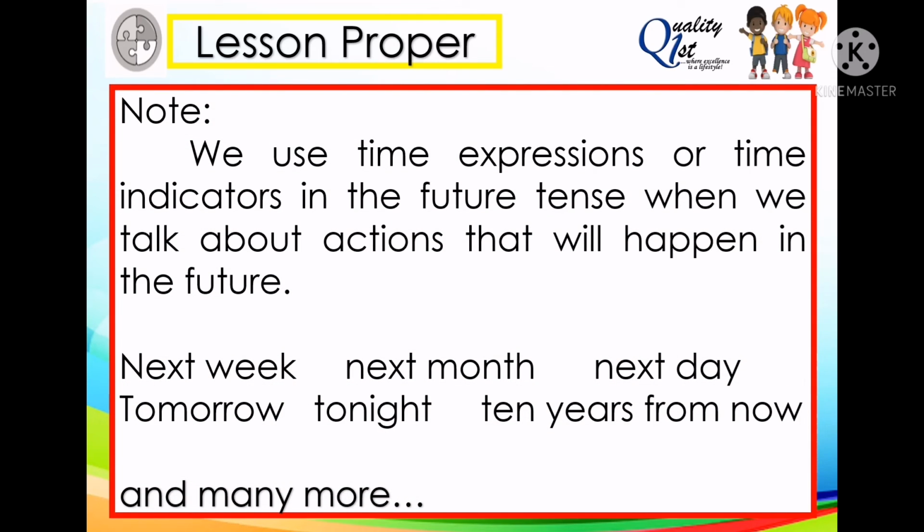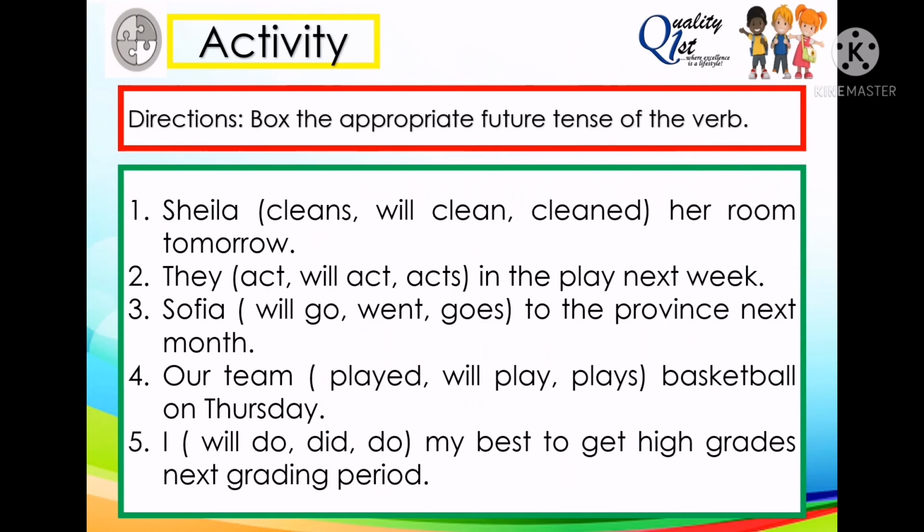Now, I want you to remember this when we talk about future tense. We use time expressions or time indicators in the future tense when we talk about actions that will happen in the future. We have next week, next month, next day, tomorrow, tonight, 10 years from now, and many more. Now let's have an activity about future tense. Directions. Box the appropriate future tense of the verb.